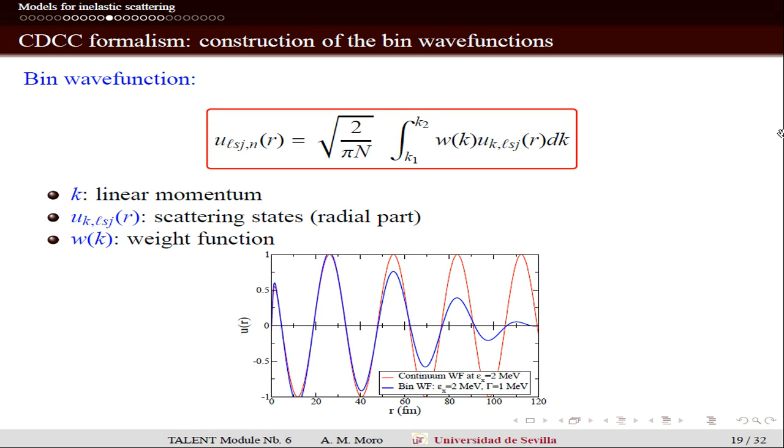And so for each interval, imagine one of these intervals is characterized by momenta k1, k2. So we make a weighted average, a superposition of the wave functions. These are the radial wave functions depending on this k, so it's a continuous quantum number within this interval. This weight function, don't worry much about it now. It can be chosen in different ways depending on the nature of the continuum part that we are describing.